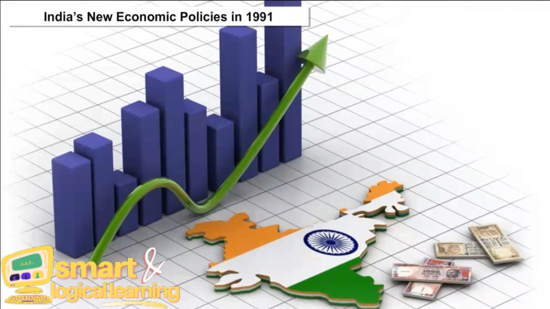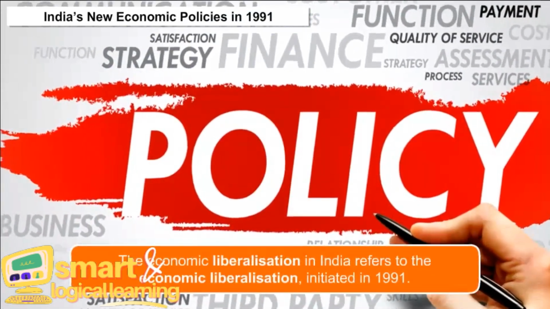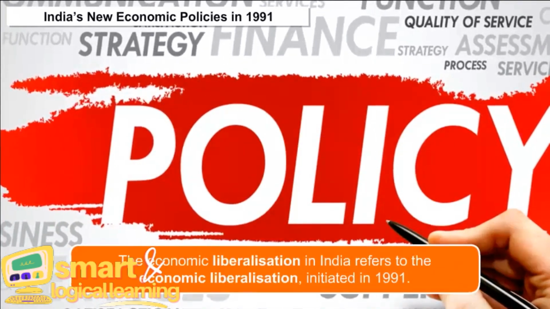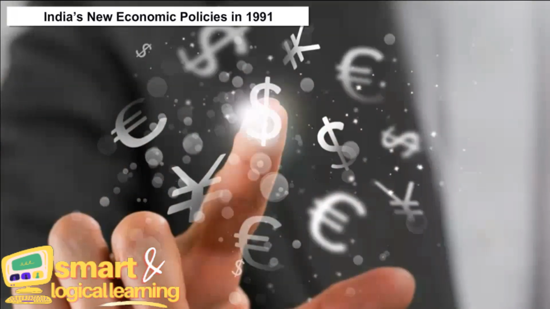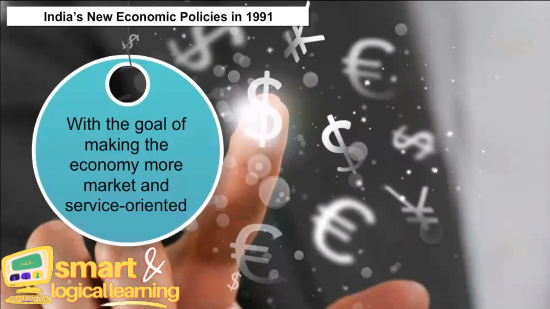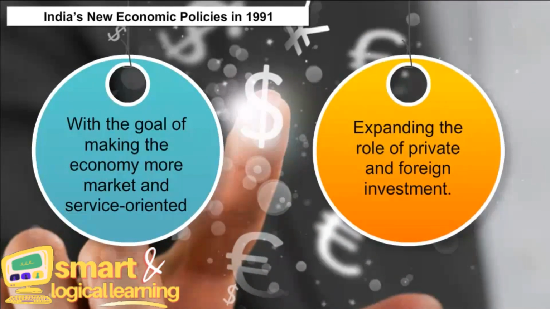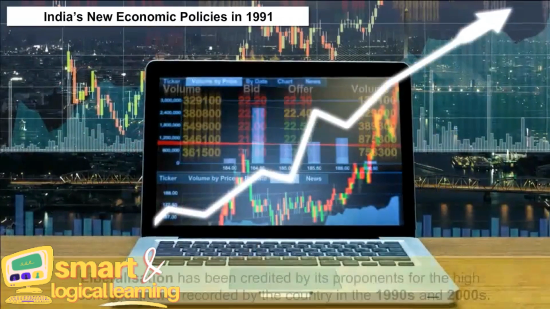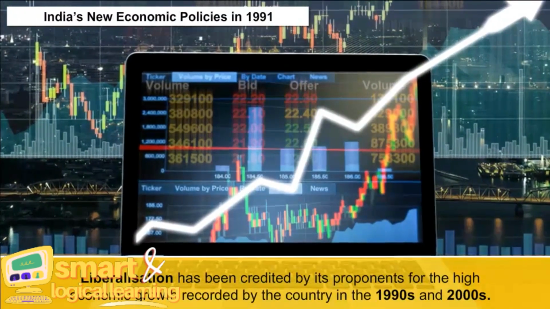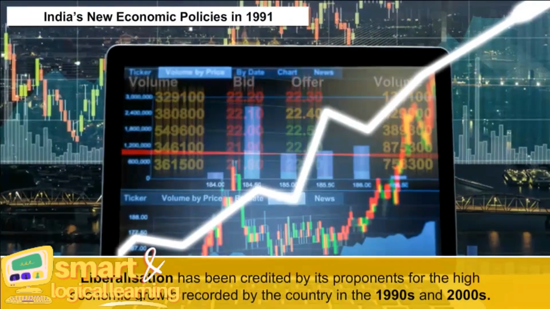India's new economic policy in 1991. The economic liberalization in India refers to the economic liberalization initiated in 1991 of the country's economic policies with the goal of making the economy more market and service-oriented and expanding the role of private and foreign investment. Liberalization has been credited by its proponents for the high economic growth recorded by the country in 1990s and 2000s.